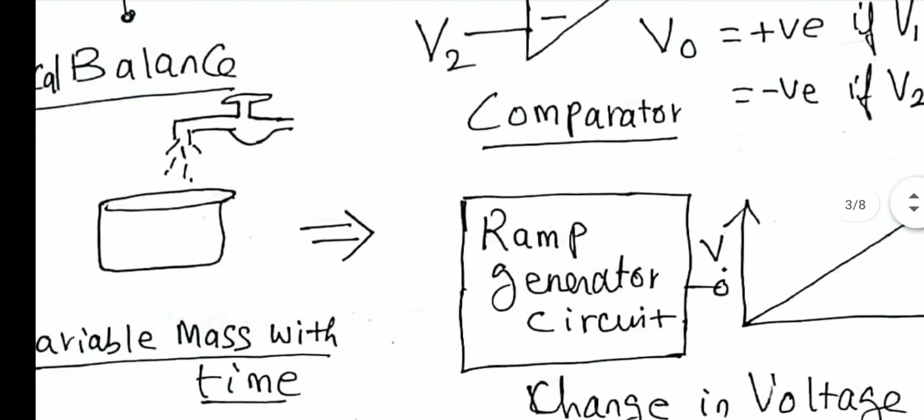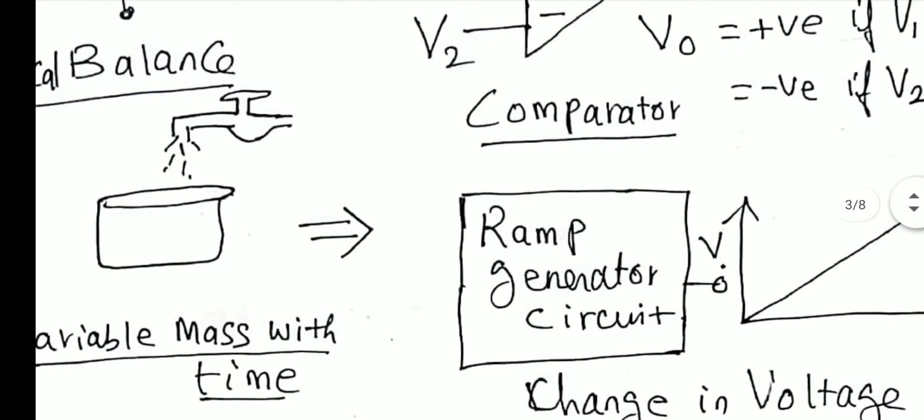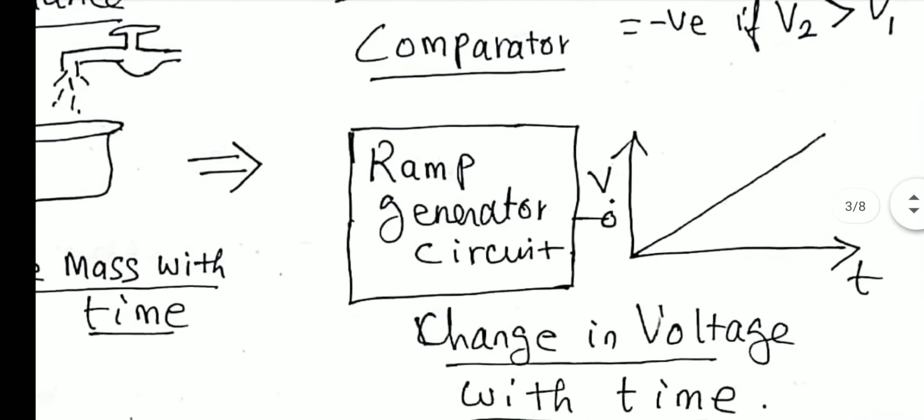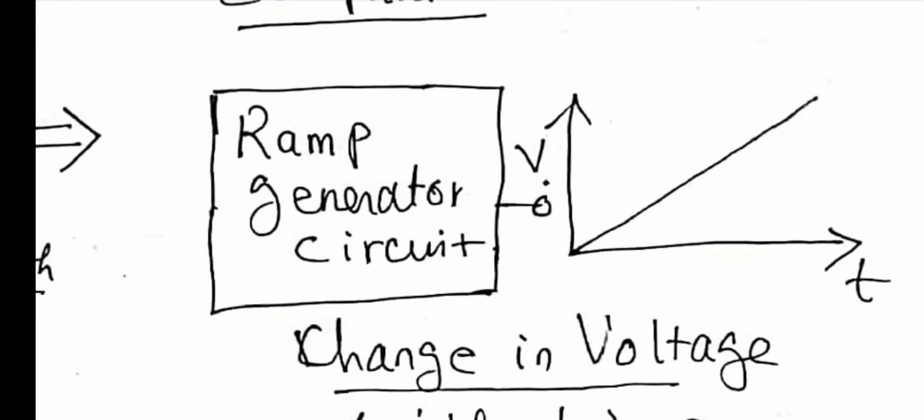For this setup, we need an equivalent on the electronic side. As the water level increases, the mass increases with respect to time. So here also we need a voltage that increases with respect to time. That is nothing but a slope, with time on the x-axis and voltage on the y-axis. This slope says that voltage is increasing with respect to time. So this is a ramp. We need a circuit to generate this kind of ramp, which is nothing but the variable voltage with respect to time. So what we need is a ramp generator circuit.